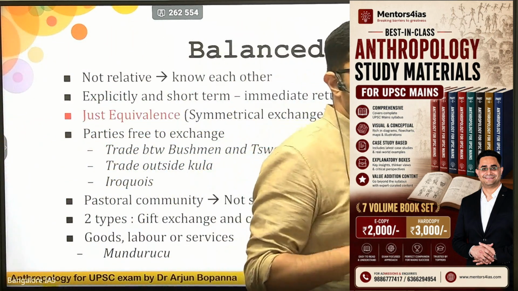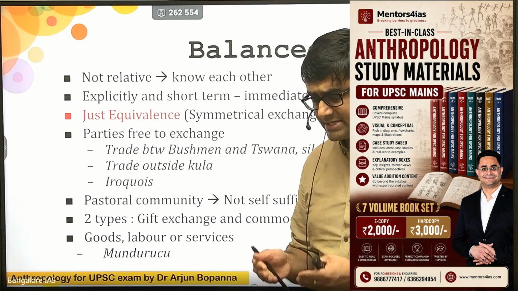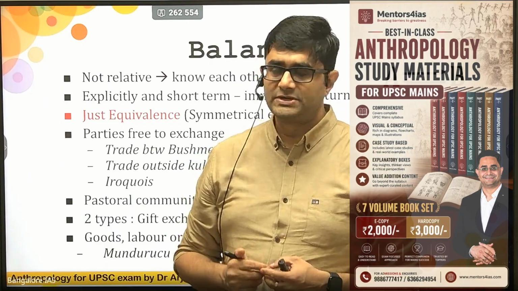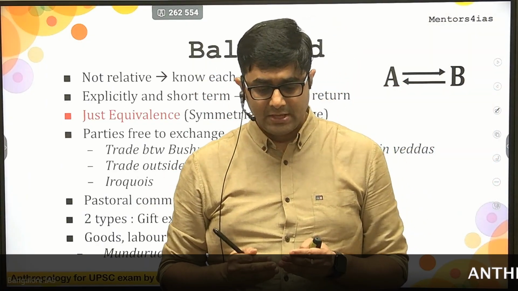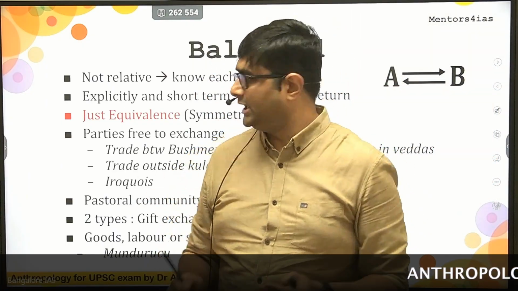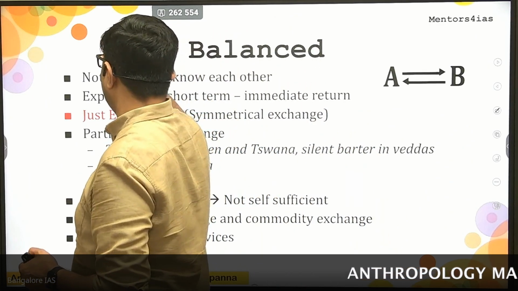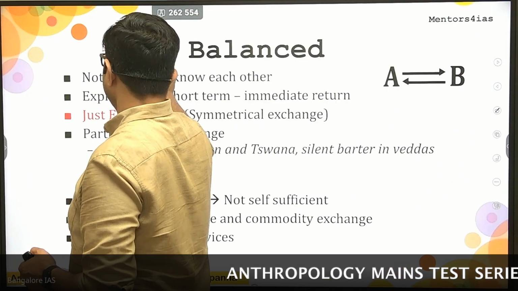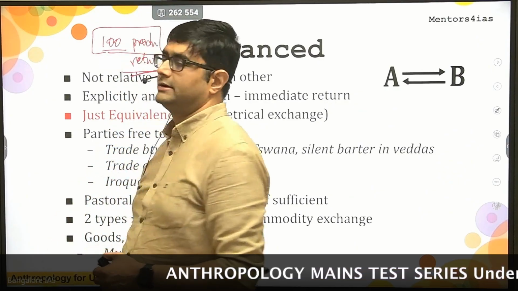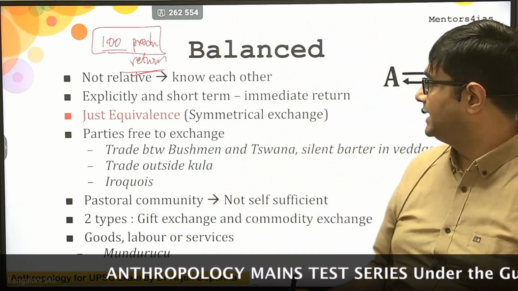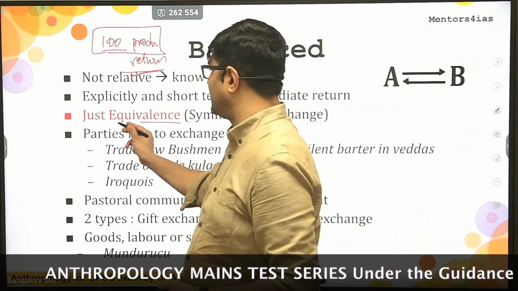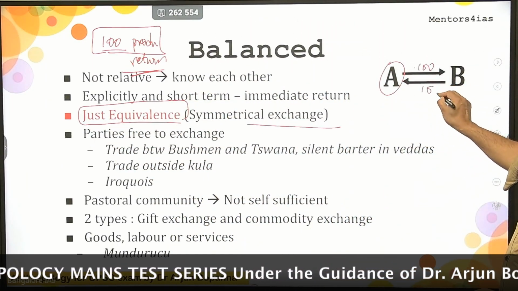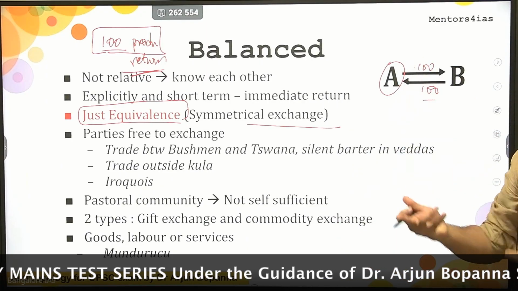Next is balanced. Now in balanced, unlike generalized, in generalized reciprocity you don't expect anything in return. It may not happen also, and there's no time that is prescribed. Whereas in balanced, the exchange is just equivalence, meaning if I give you 100 rupees worth of product, I expect 100 rupees worth of product in return. So it is therefore called just equivalence, symmetrical exchange. A gives 100 rupees worth, gets 100 rupees worth. Whatever assumed worth is also enough.